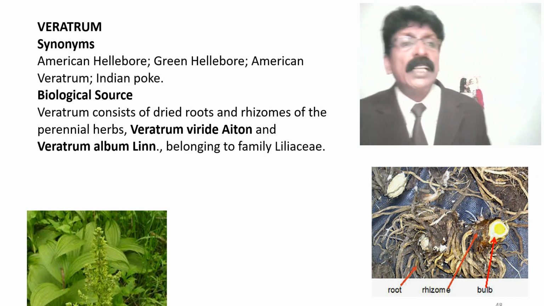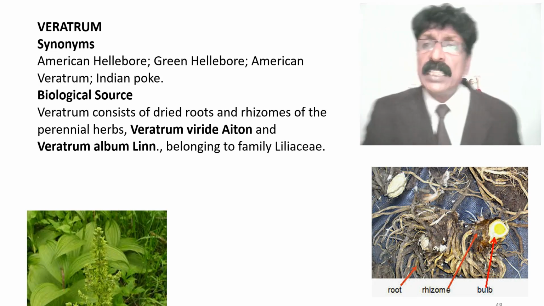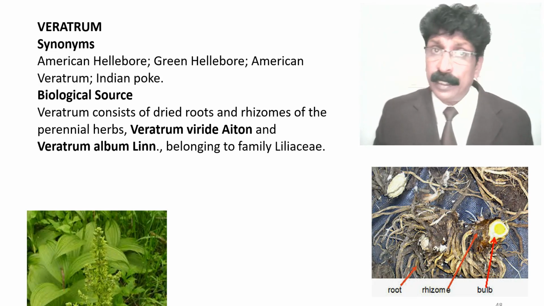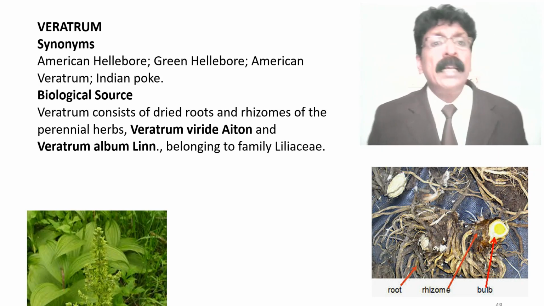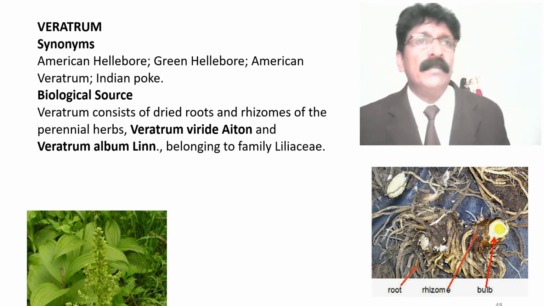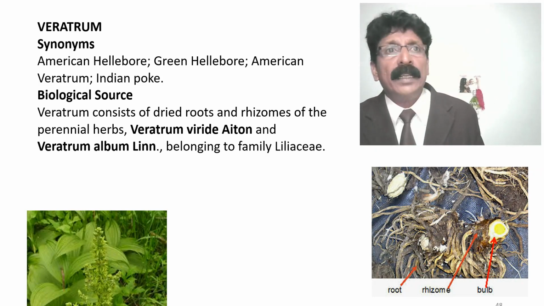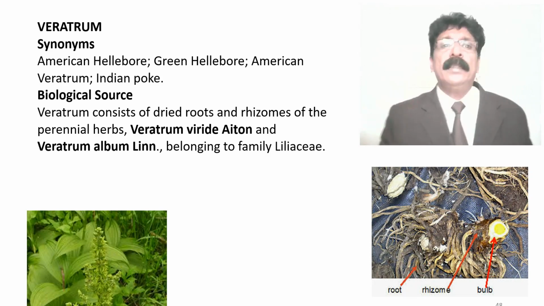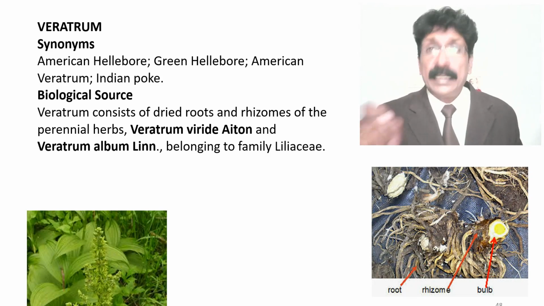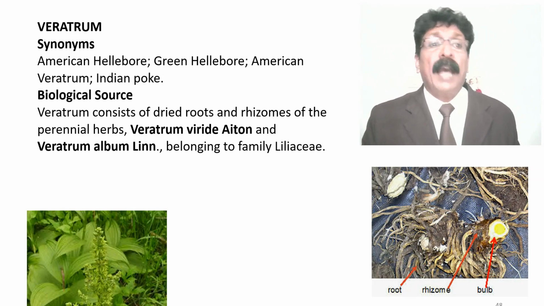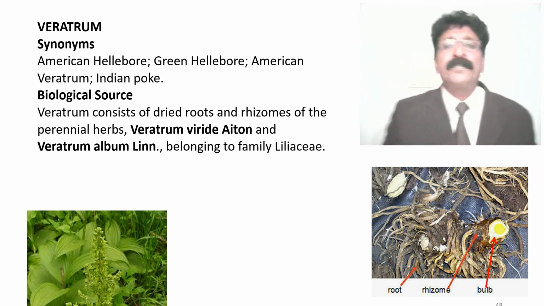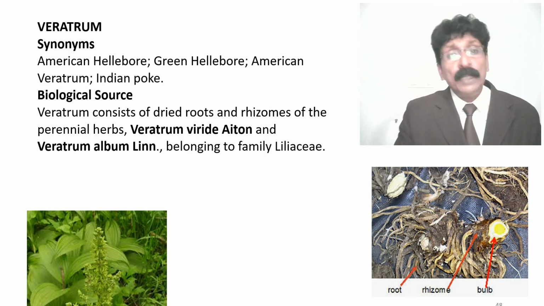Biological source: Veratrum consists of dried roots and rhizomes of the perennial herbs Veratrum viride, which is the botanical name and the species name, and Veratrum album, which is in India, belonging to the family Liliaceae.